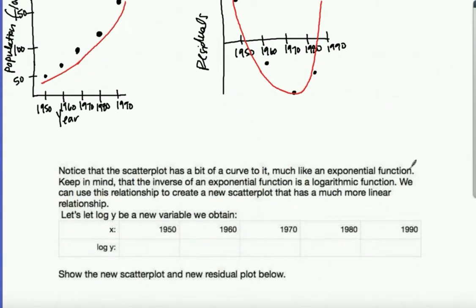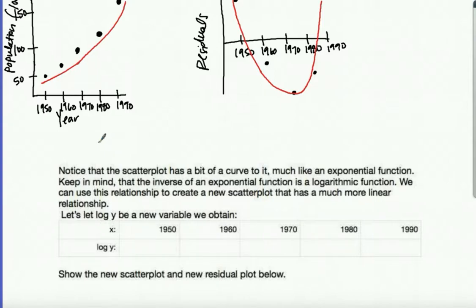So notice that the scatter plot has a bit of a curve to it. The original scatter plot kind of looks a little bit like an exponential function, if you're familiar with exponential functions. Keep in mind that the inverse of an exponential function is a logarithmic function. And remember, at the beginning when we first started talking about transforming, logarithms are one of the ways that we can potentially transform. So we can use the relationship between exponentials and logarithms to create a new scatter plot that has a much more linear relationship.